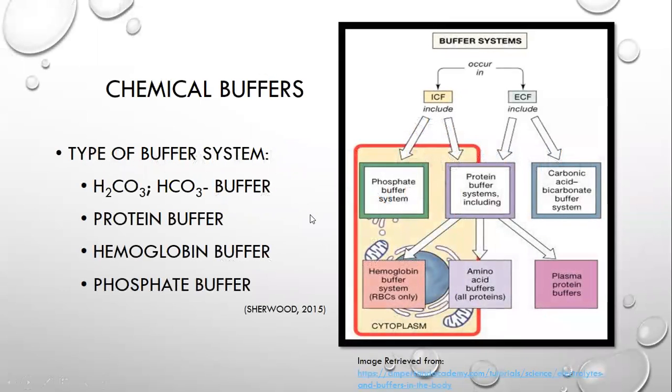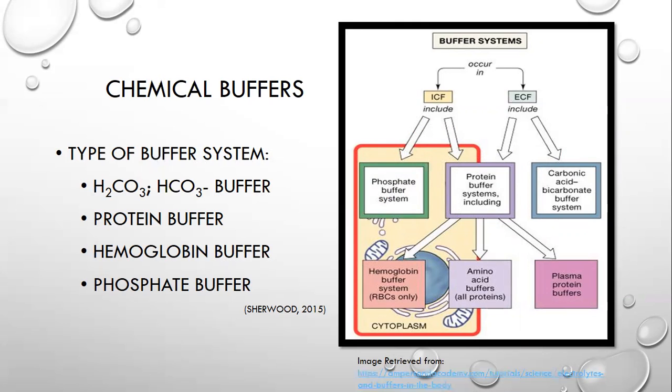So what are the different chemical buffers that are out there? There are 4 different types of chemical buffers, and each chemical buffer has a primary role. I will identify the major functions of each of these 4 buffer systems. Then in the next few slides, we'll go in depth on how they carry out these main functions.